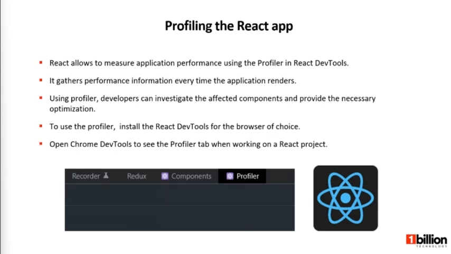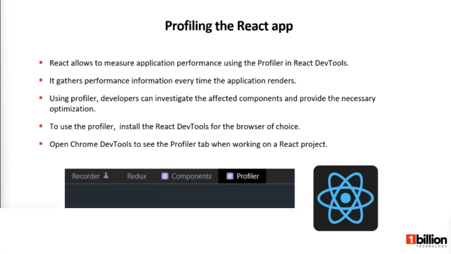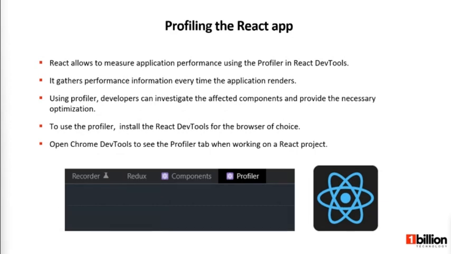React allows us to measure the performance of our apps using the profiler in the React DevTools. There we can gather performance information every time our application renders. The Profiler records how long it takes a component to render, why the component is rendering, and more. From there, we can investigate the affected component and provide the necessary optimization. To use the profiler, we must install the React DevTools for the browser of choice. Now we should open Chrome DevTools to see the Profiler tab when working on a React project.